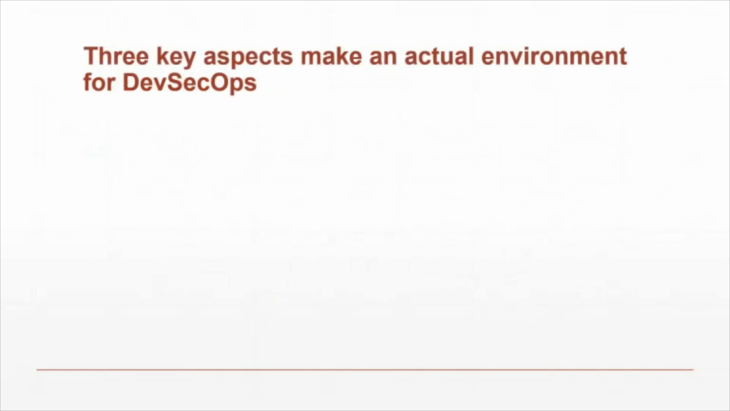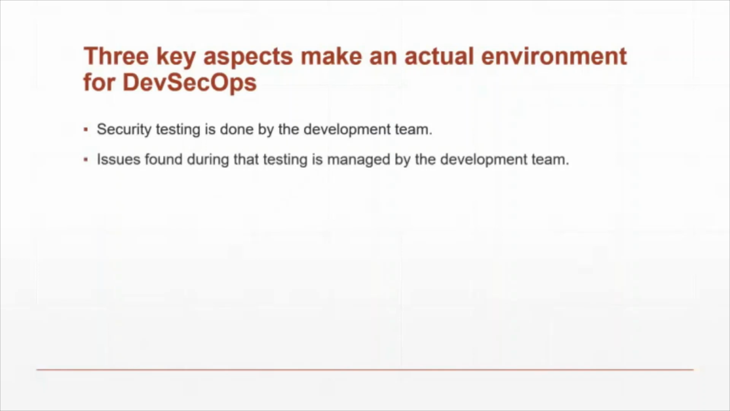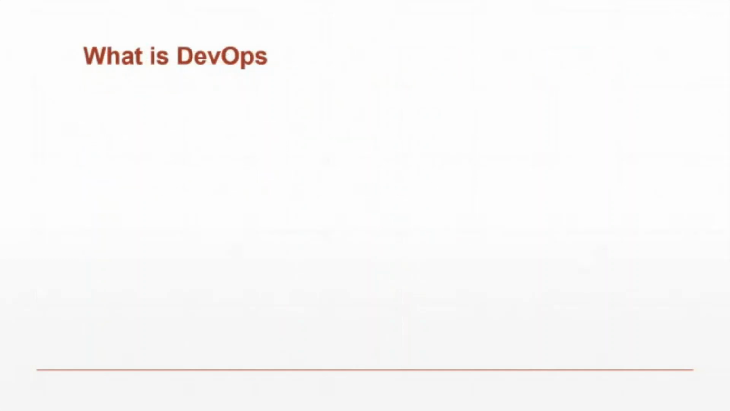Three key aspects make an actual environment for DevSecOps. Security testing is done by the development team. Issues found during the testing are managed by the development team. Fixing those issues stays within the development team.